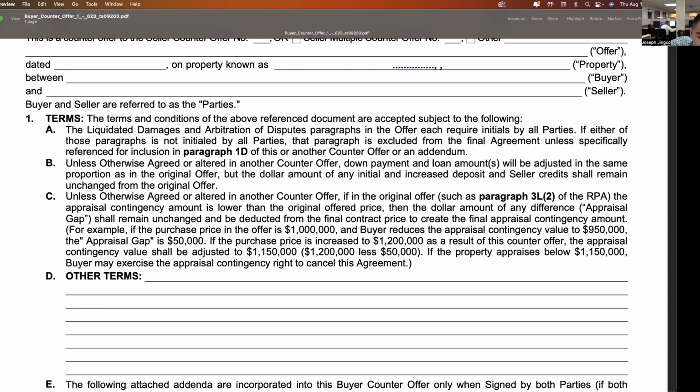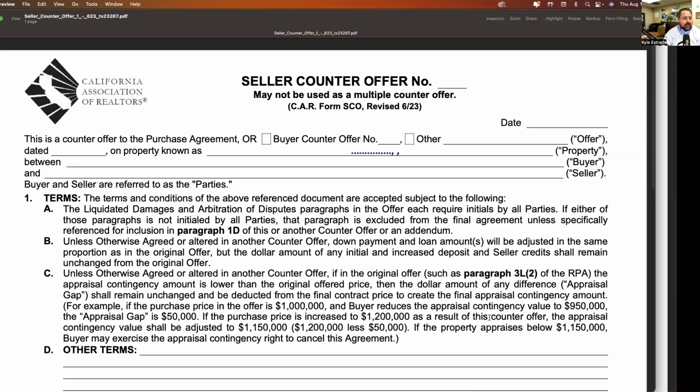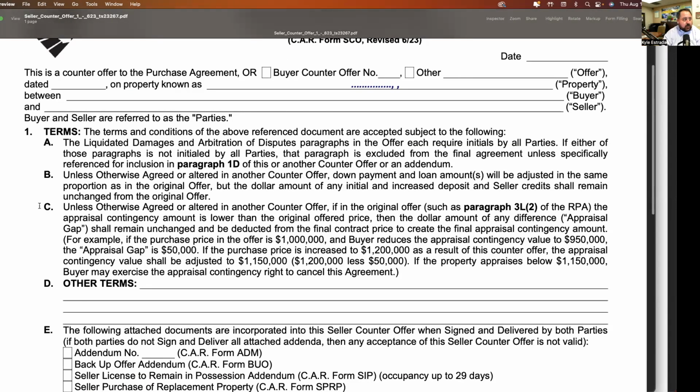Okay, thank you. Any questions about the buyer counteroffer? The seller counteroffer has the same language in it now. Just so you guys could see it, seller's counteroffer has also this appraisal gap language in it. That was the changes to the seller and buyer's counter. Does anybody have any questions about the counter offers, about the appraisal gaps? You can raise your hand and I will allow you to speak. Go ahead, Jesus.